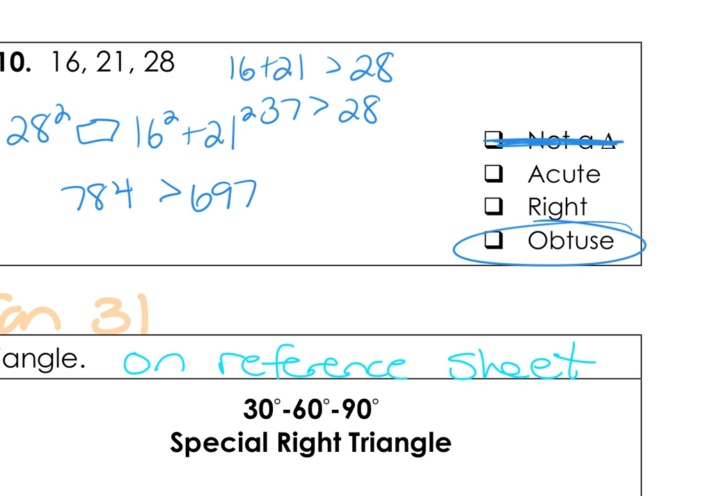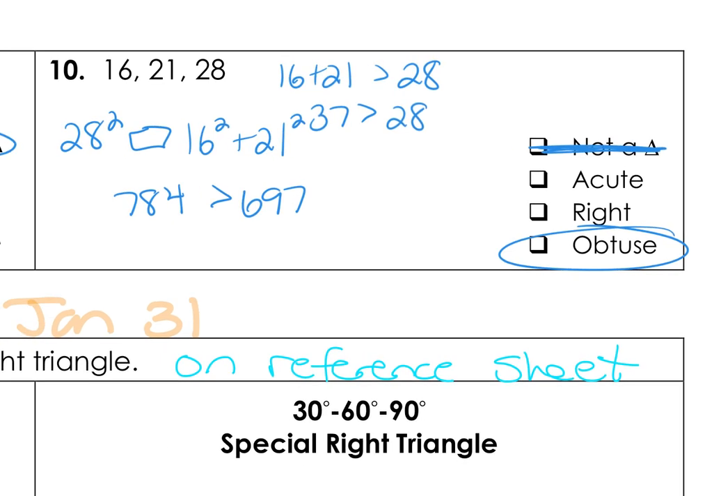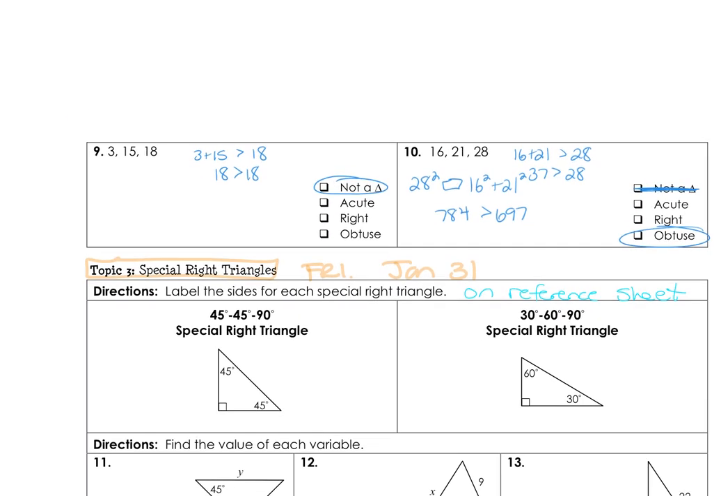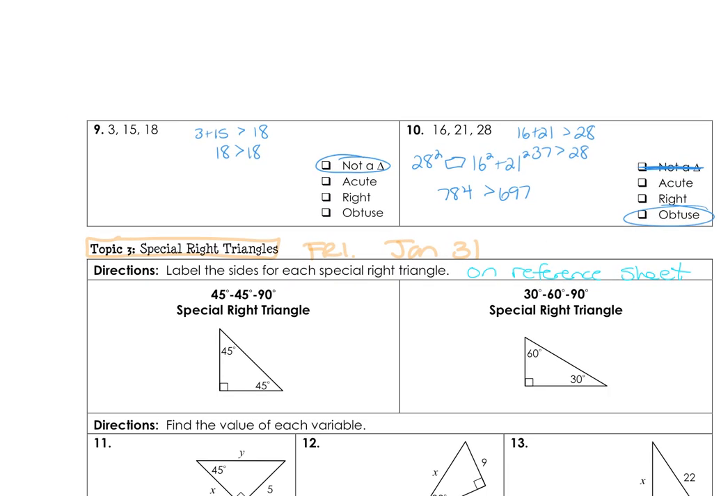Okay. Now let's take a look at the first place that we might have been like, uh-oh, this isn't as easy as Pythagorean theorem. I'm talking about our special little babies, our 45, 45, 90, our 30, 60, 90. Okay, so let's deliver the good news first. The good news is you are going to have your reference sheet when you take your test on Tuesday.